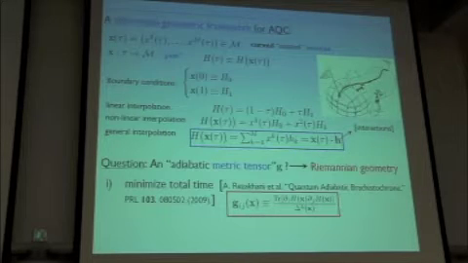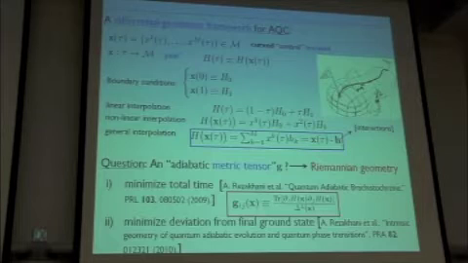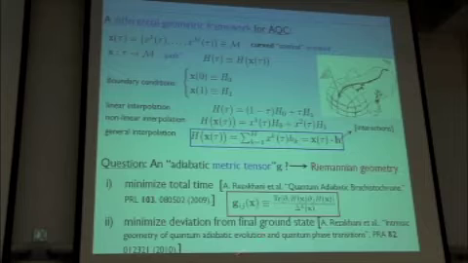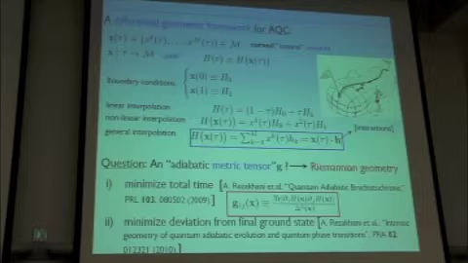An alternative to minimizing the total time is to minimize the error. Minimizing the error means minimizing the deviation between the actual state, the solution to the Schrödinger equation, and the desired ground state. So this is an alternative to minimizing time. Let's try to minimize the error. And if you do that, you actually arrive at a slightly different metric tensor.